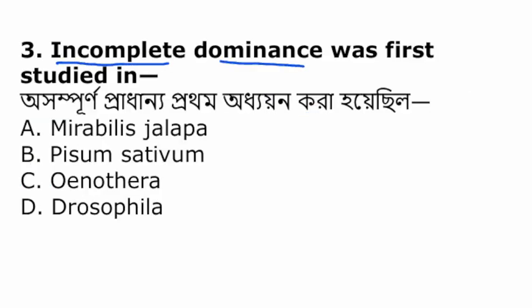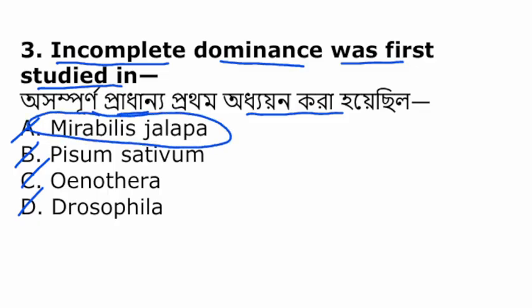Incomplete dominance was first studied in — যে অসম্পূর্ণ প্রাধান্য প্রথম কোথায় স্টাডি করা হয়েছিল? মিরাবিলিস জ্বালাপা, পাইজাম স্যাটাইভাম, ওইনোথেরা, ড্রসোফিলা. So the incomplete dominance was first studied in Mirabilis jalapa, that is also known as 4 o'clock plant.